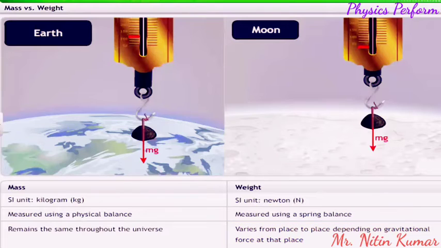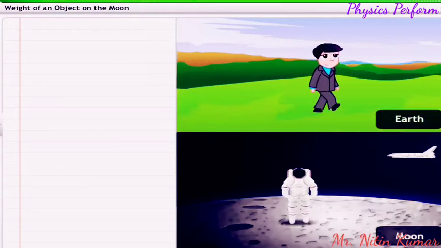This means that your mass on the Earth and on the Moon would be the same, but your weight would differ, because the acceleration due to gravity on the Moon is different from that on Earth. The gravitational force of the Moon is far less than that of the Earth.